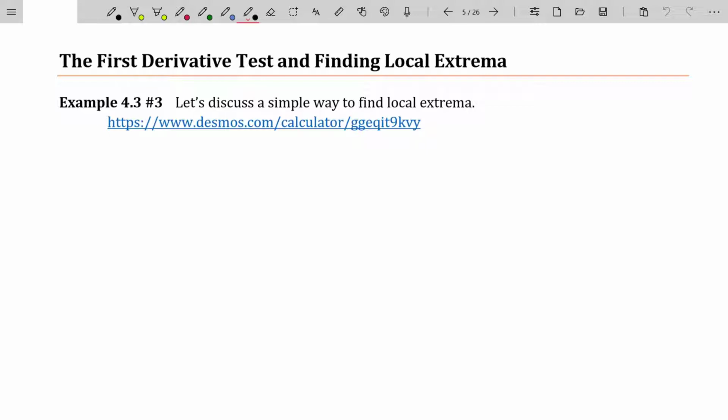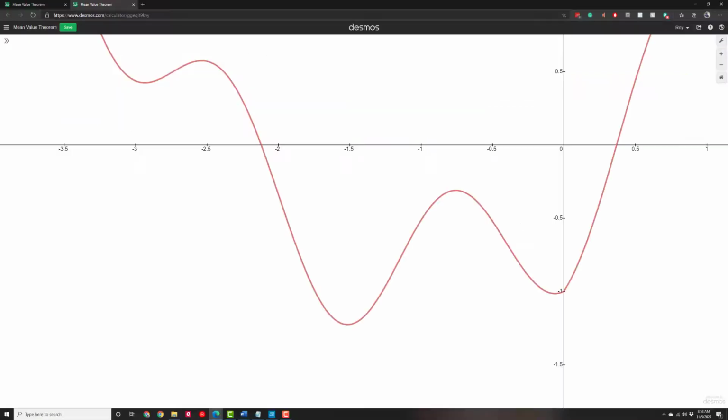In the previous video, we talked about how to determine intervals of increase or decrease of a function, and we talked about the increasing and decreasing test. Now, we're going to talk about the first derivative test and how to use that to find local extrema for a given function. We'll first start with a simple visualization.